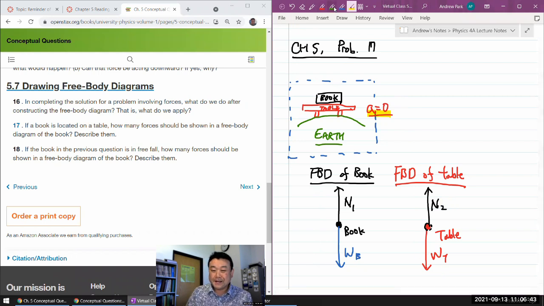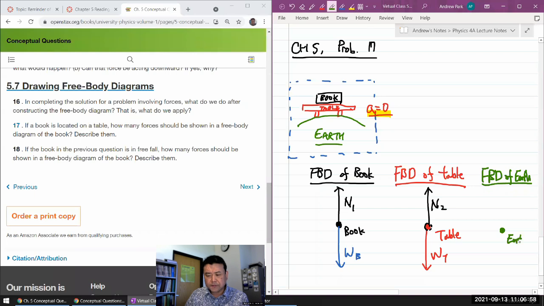Maybe. Let me draw a free body diagram of the Earth, and I'll wrap it up. So free body diagram of Earth. I guess an easy mistake to make for the Earth is to say, Earth is not pulling itself down, so I don't need to draw gravity for Earth. So I could say, I'm done. I don't need to do anything else.